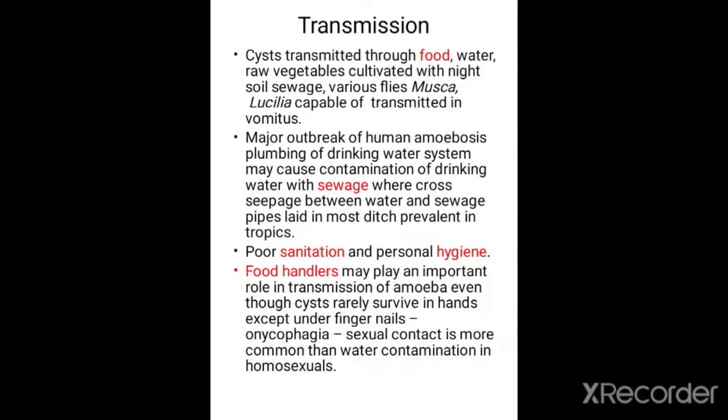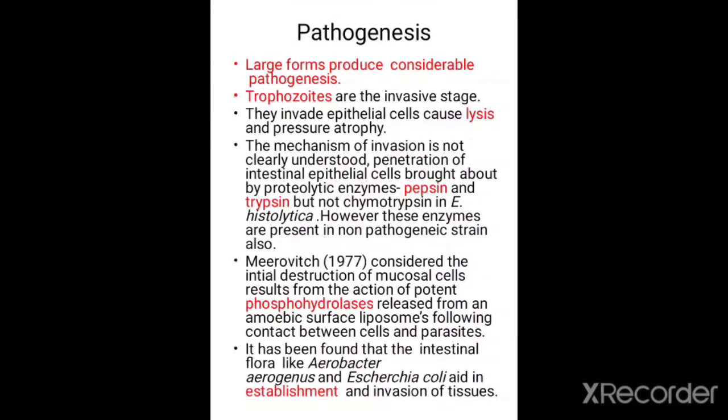When it comes to transmission, the disease is transmitted by contaminated food, water, and raw vegetables cultivated with night soil sewage. Various flies such as Musca can also transmit the disease. Now, let us come to the pathogenesis. Large forms produce considerable pathogenesis. Trophozoites are the invasive stage. They invade the epithelial cells, causing lysis and pressure atrophy.